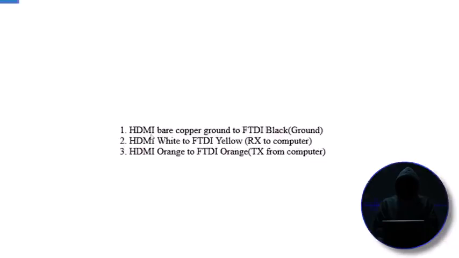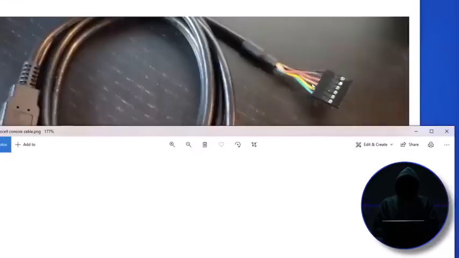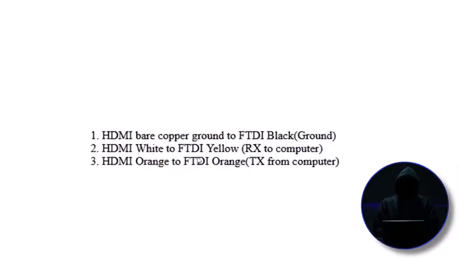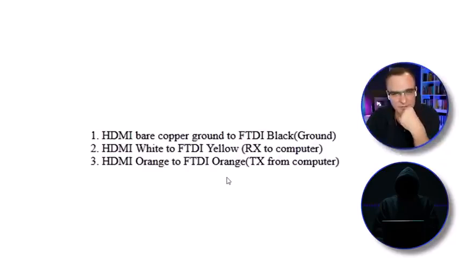You take the HDMI bare copper ground to the FTDI black. There's the FTDI black right there. And the HDMI white to the FTDI yellow, and the HDMI orange to the FTDI orange. How did you work this out? Was this just trial and error, or did you find the specification somewhere? I found specifications for it. Wow, well done.